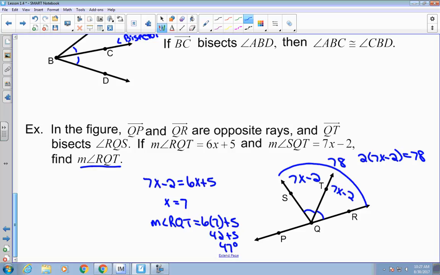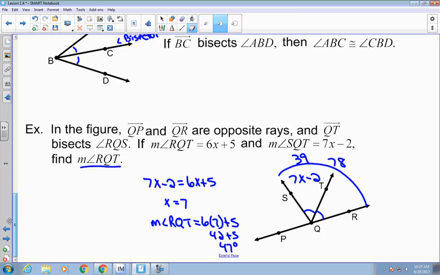Another thing you could do is, since we know that this right here is 78 and this bisects, what does it make this angle measure? This whole thing is 78, this is the bisector, 39, right? And so then you can set 7x minus 2 equal to 39. Alright, that's another thing you can do.